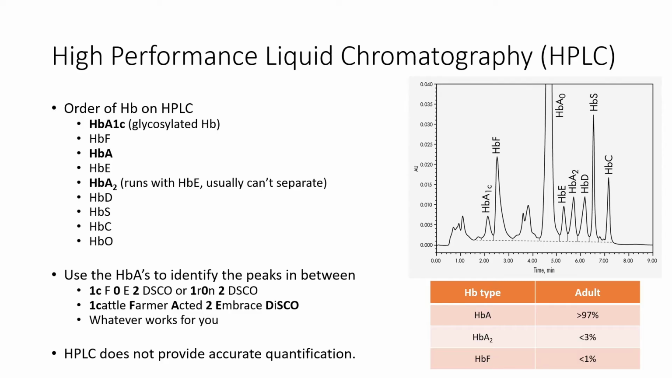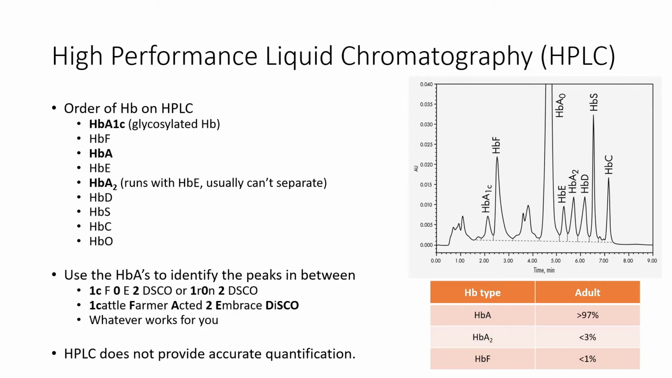Another mnemonic that might help is one cattle farmer acted to embrace disco. Now, obviously this may not work for all, but whatever works for you, use it. You do have to know in what order these hemoglobin variants elute. There are just a couple caveats to know about this. Hemoglobin E tends to run with hemoglobin A2 and is impossible to separate.